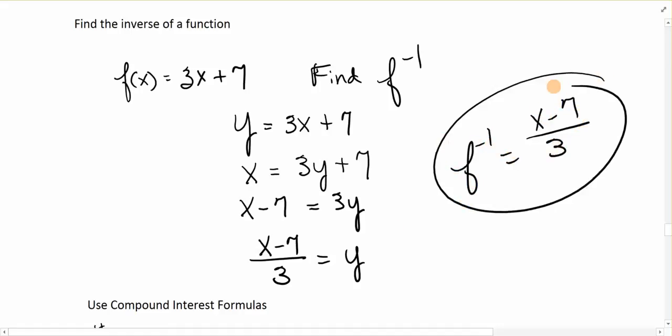And that should make sense because you're finding the opposite, the switch. In inverses, the x's and the y's all trade. So over here, what were we doing to x? We were multiplying by 3. Here we're dividing by 3. We were adding 7, we're subtracting 7. So those do look like opposites of each other.